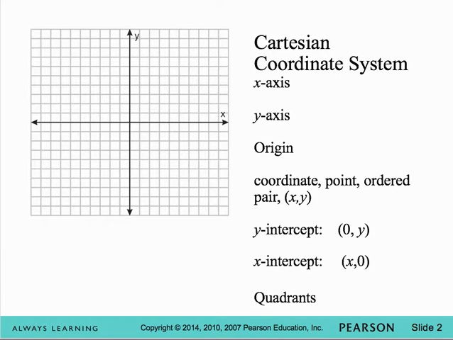It's named after Rene Descartes, who invented this way of using 2 number lines put together to form a grid, and that's all it is. It's 2 number lines. Here's a number line, here's a number line. And so we can also just call it a graph or a coordinate system. Okay, so your x-axis is this horizontal one, and your y-axis is the vertical one.